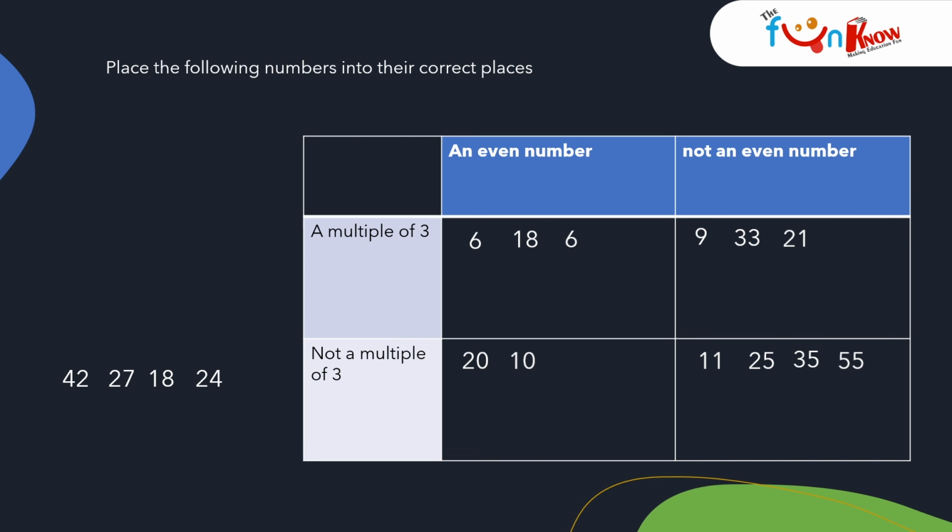42, yes, it is a multiple of 3, students, and it is an even number. 27, yes, it is a multiple of 3 and it is an odd number. 18, multiple of 3 and even number. 24, multiple of 3 and odd number, right? No, even number. Very good, students.